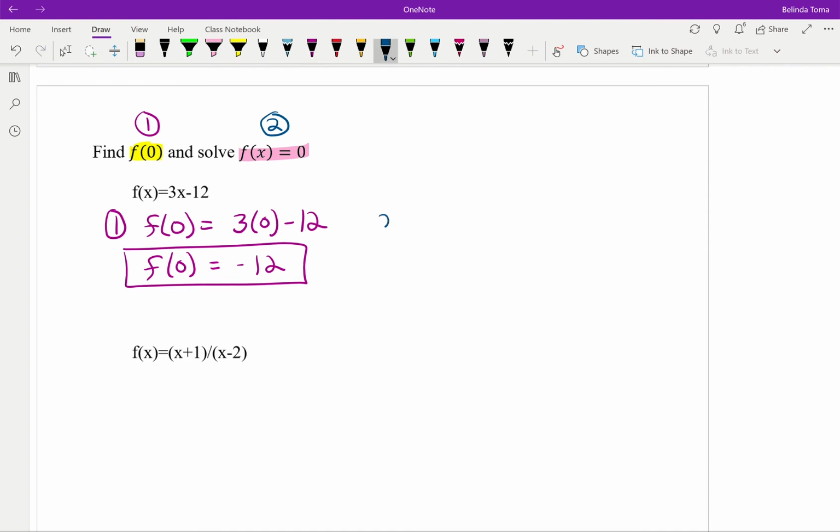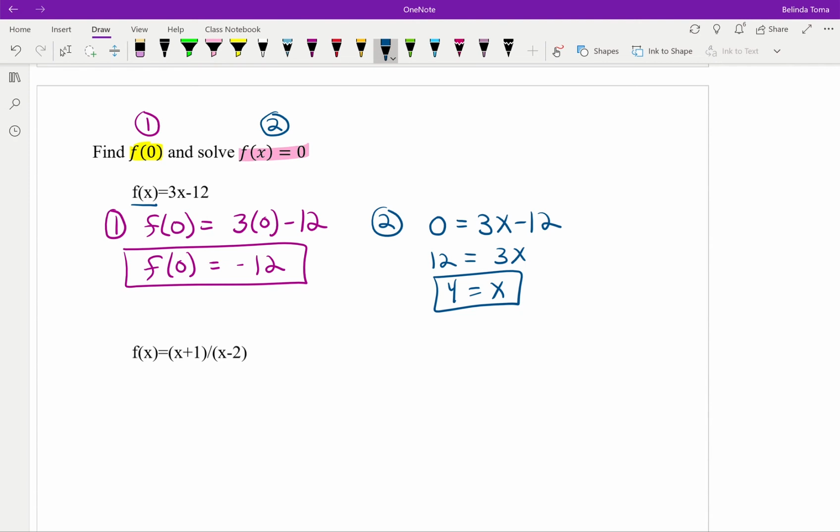Now when we do the second part, we're saying that the f of x, this part right here, is equal to 0. So we're going to say 0 is equal to 3x minus 12. Now we're going to solve for the values of x that would make the y 0. And that's going to give us here x is equal to 4. Okay, so let's try that for another question.